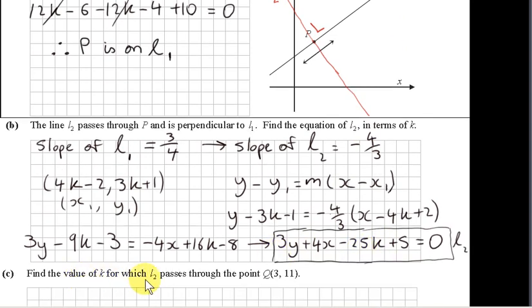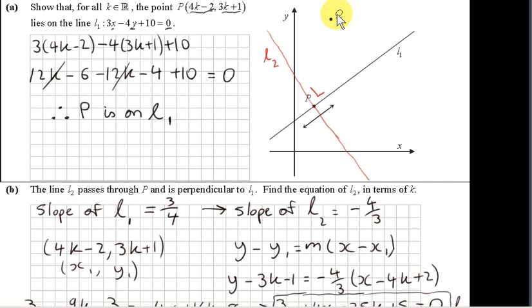Find the value of k for which L2 passes through the point Q, which is coordinates 3, 11. Q is actually shown on the diagram. Here is point Q, its coordinates are 3, 11. So we want to find the value of k for which L2 passes through this point.